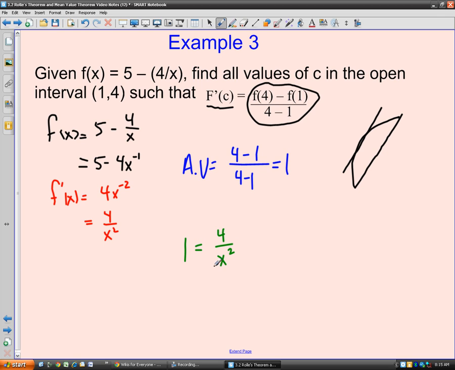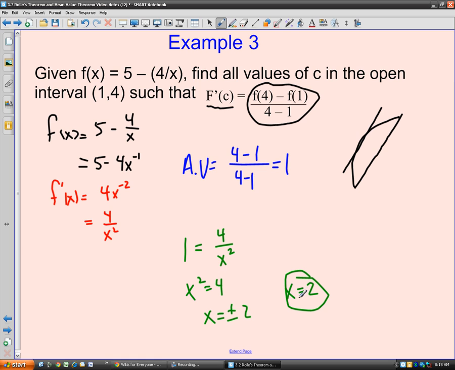So I'm going to cross multiply and get x squared equals 4, and so x will equal plus or minus 2. And if I get plus or minus 2, then that would mean that in the interval, the only one that's going to work is where x is equal to 2. So this is where we have the same slope in the function.